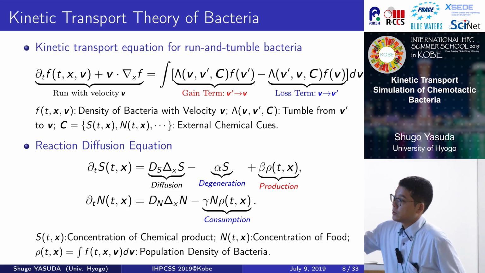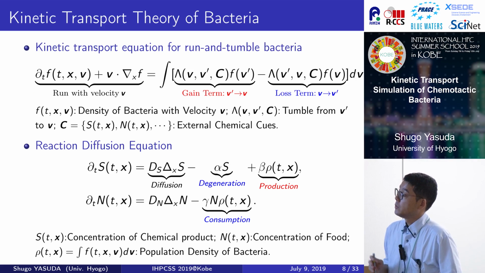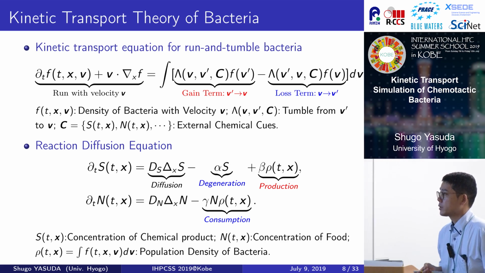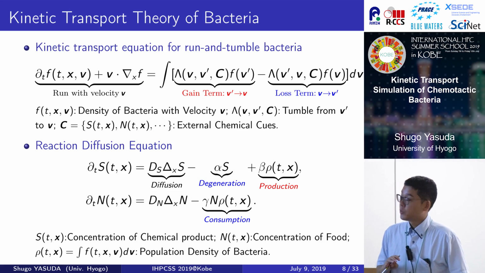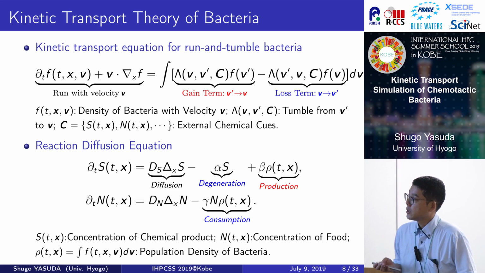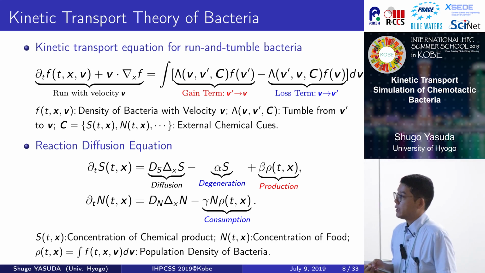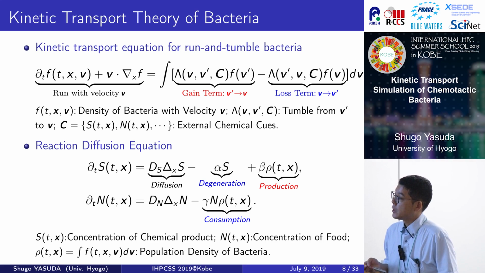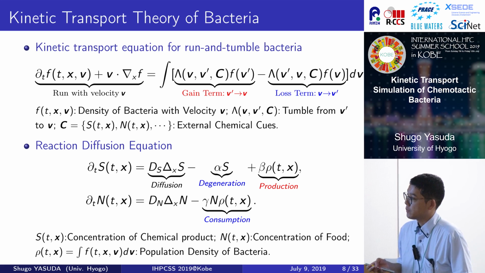So in order to study the multiscale mechanism, I use the kinetic transport theory of bacteria. If you are familiar with the Boltzmann equation for gases, this equation is a bit similar to the Boltzmann type kinetic transport equation. The left-hand side just describes the run of bacteria with velocity v. And here F is the density of bacteria with specific velocity v. And this kinetic equation describes the change of velocity distribution of bacteria.